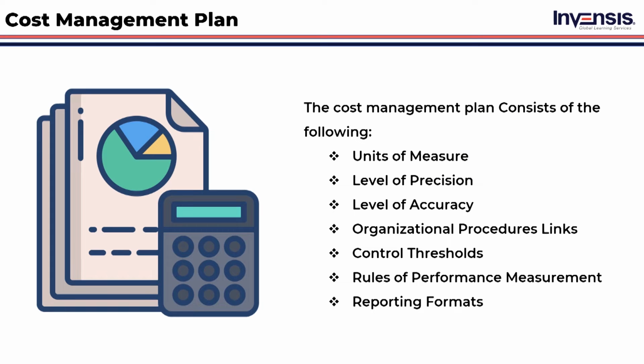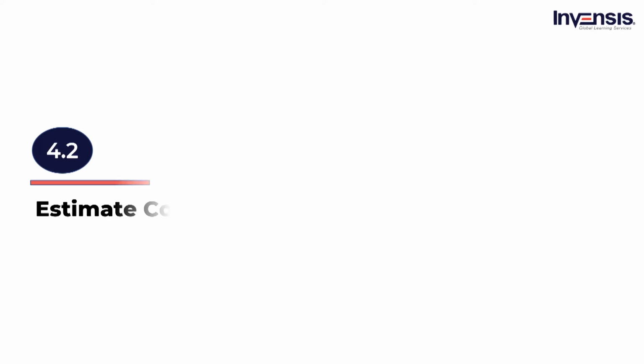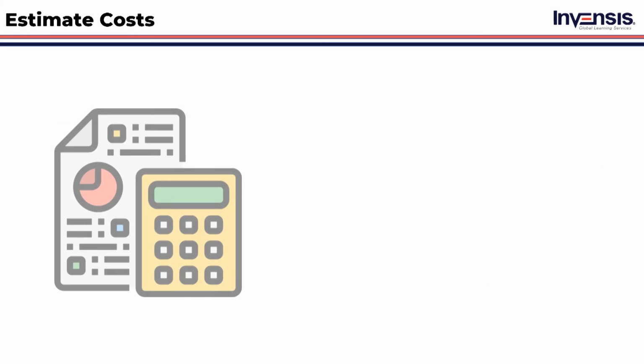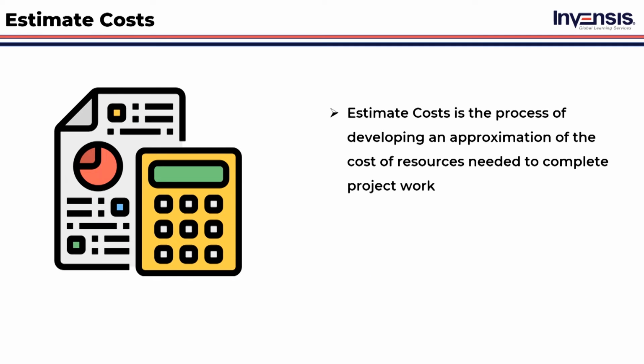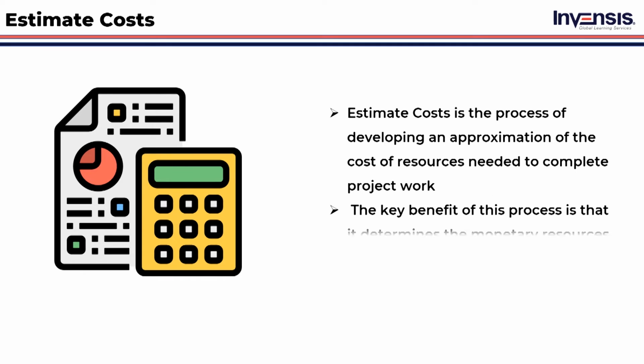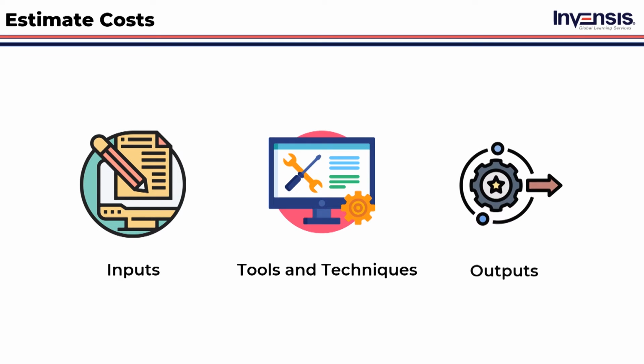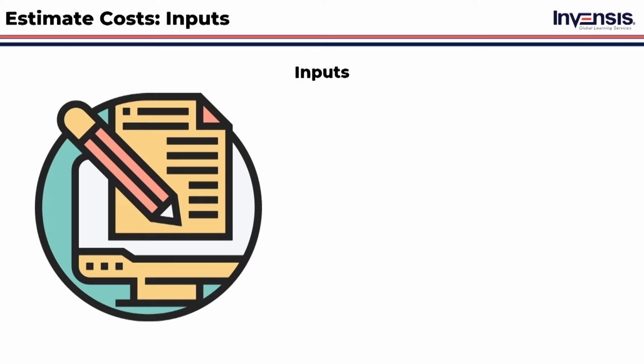Till now, we have seen the first cost management process. Now, we will move on to the next process, that is estimate costs. Estimate costs is the process of developing an approximation of the cost of resources needed to complete project work. The key benefit of this process is that it determines the monetary resources required for the project. So to create these estimates, there are several inputs, tools and techniques, and outputs. So let us start with the inputs.